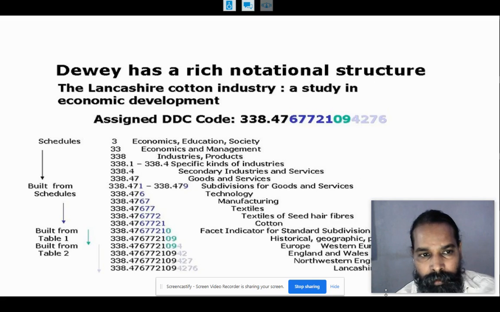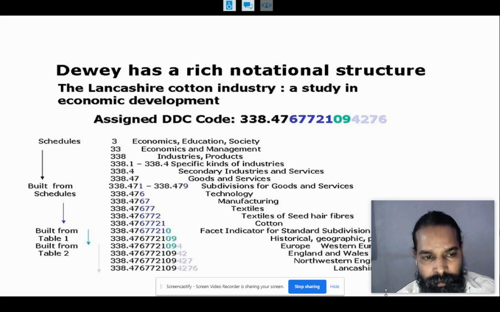There is an example, the Lancashire cotton industry, a study in economic development. The assigned DDC number is 338.4767721094276. So now this clearly shows the hierarchy which clearly indicates the extension and intention of the topic.